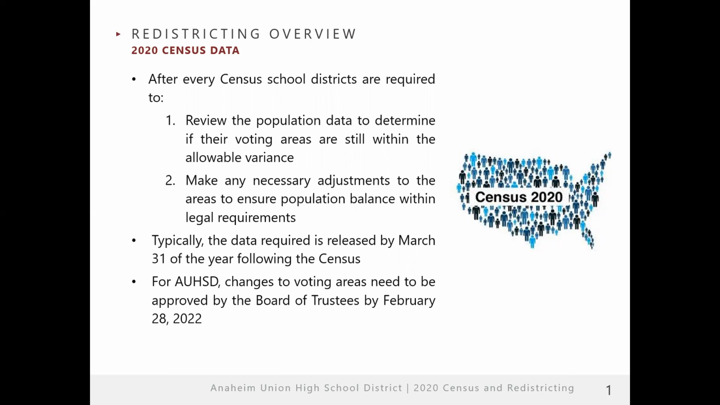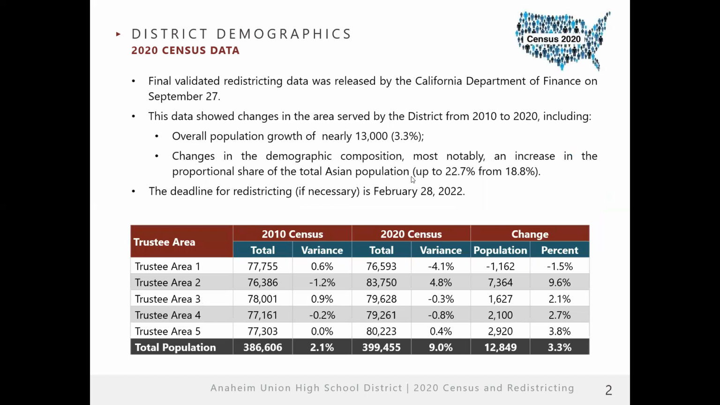This timeline was compressed, I will note, just because of COVID and the late release of census data. That resulted in some delays, but we are still on track to approve, if necessary, any adjustments to the district's trustee voting areas by February 28th. The final data, as I mentioned, was released on September 27th. That was about 6 months later than we were anticipating originally.